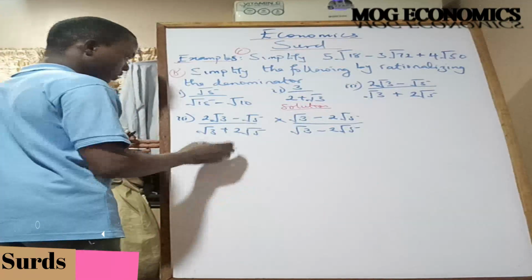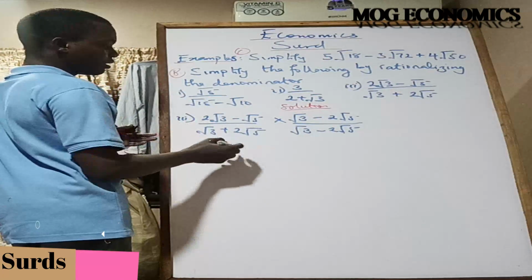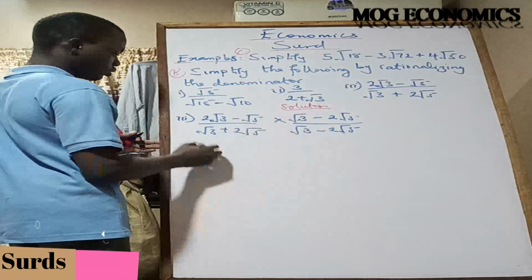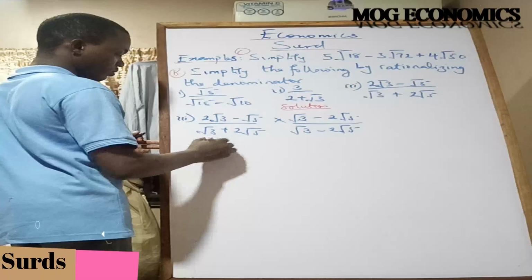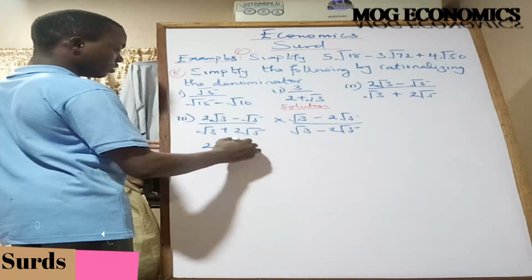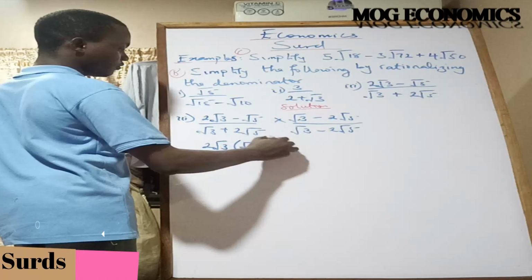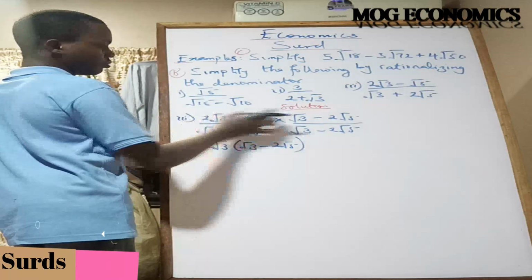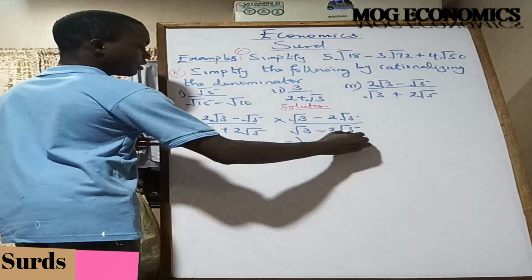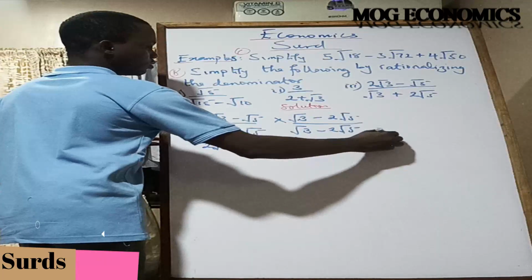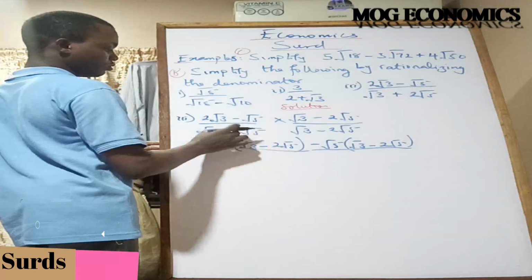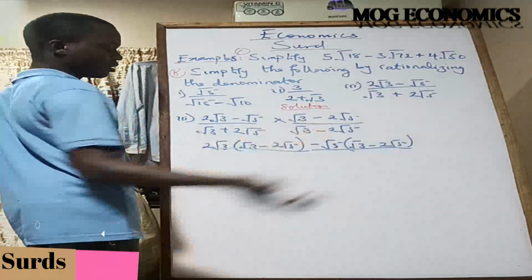From this place, we'll begin to multiply one after the other. So 2 root 3 multiplied by root 3, so we have 2 root 3 into brackets root 3 minus 2 root 5. This 2 root 3 multiplies everything here. Then minus root 5 into brackets root 3 minus 2 root 5. So everything divided by, I'm not bothered to do this times this or this times that, because I know they're going to cancel out anyway.